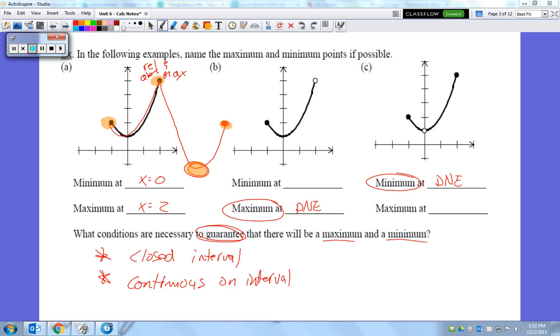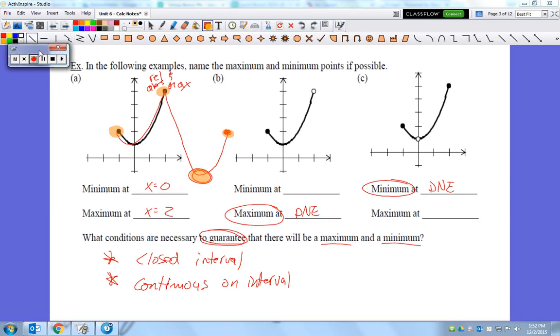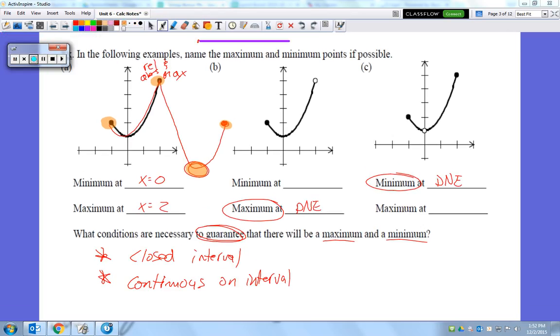Okay, so let me see. How about if I drew this function right here? And I said this is an endpoint A, and this is an endpoint B. And y is equal to 3. So let me draw like, here's an x-axis and here's a y-axis. What is A? Nice. Absolute max and absolute min. What is B? Same thing. What would C be? What? Absolute max, absolute min, and relative max and relative min. Do you understand?